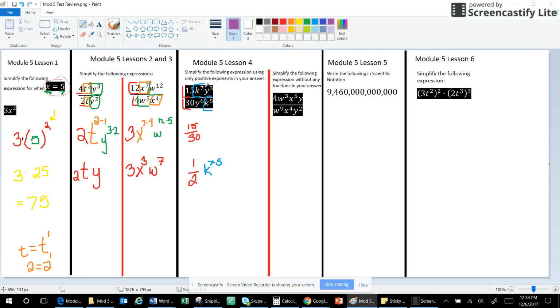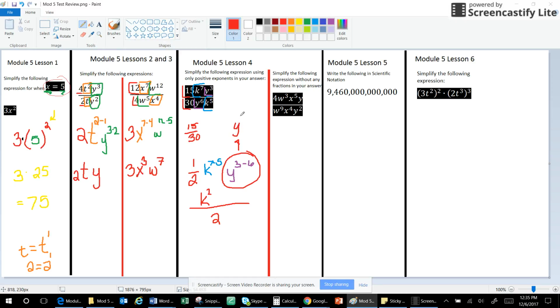I see I have y to the 3rd on the top and y to the 6th on the bottom, so this would be y 3 minus 6. Remember, it's always top minus bottom. So right now, I see I'm going to have a fraction because of the 2. k to the 7 minus 5 is k squared. And this guy would end up being y to the negative 3.